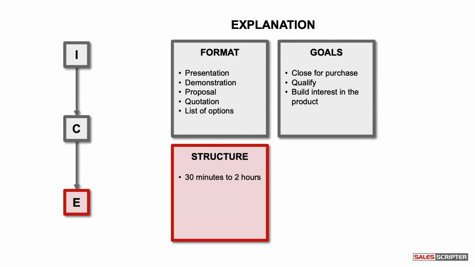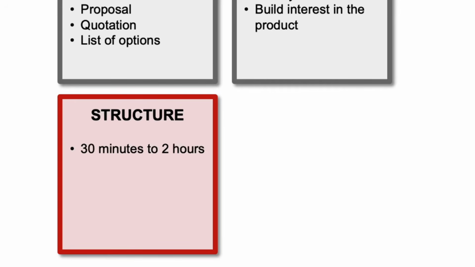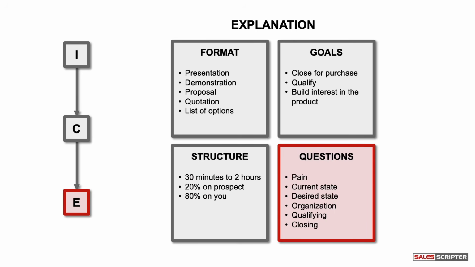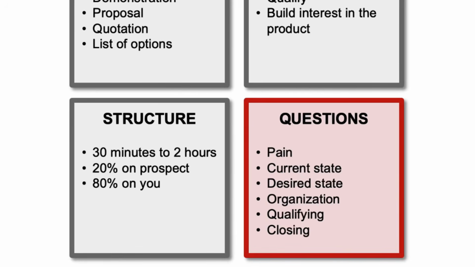And the explanation step could be anywhere between 30 minutes to 2 hours, depending on how complex the product or service that you sell is. And the distribution of attention is actually the exact opposite of what it was in the initial contact step. A nice way to organize this is the first 20% of the explanation can be about the prospect. Share with the prospect what you've learned from your conversations with them and from your research, and then spend the next 80% of the explanation talking about you and how you match up with their needs and their challenges and their interests. And so this is a good opportunity to ask any of the different categories of questions that you haven't had the opportunity to ask yet.